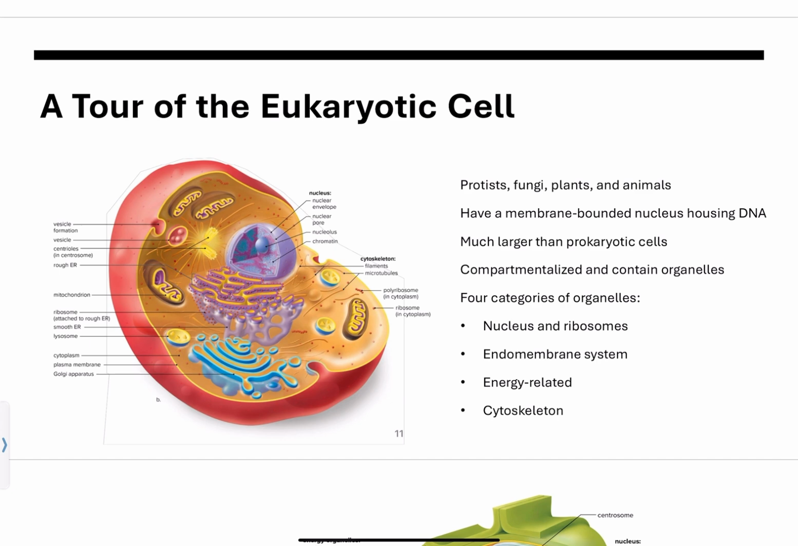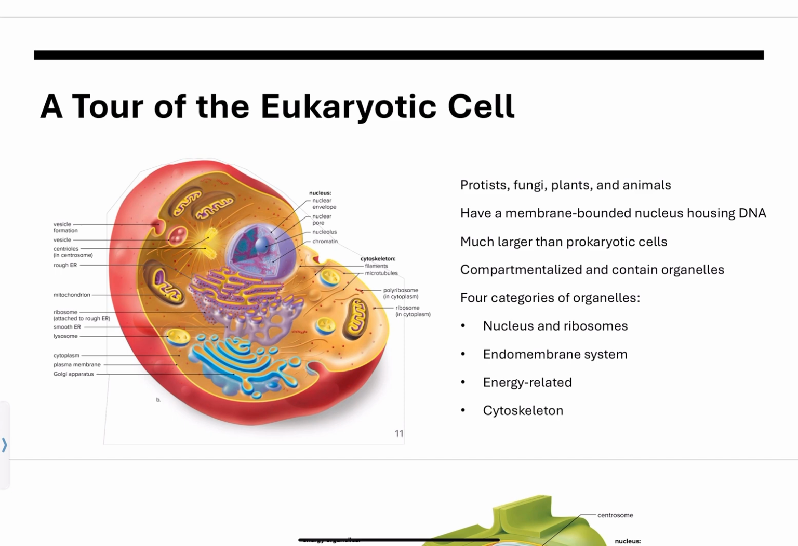And we have a bunch of different organelles. So the organelles are grouped into 4 major categories based on their function. So we have the nucleus and ribosomes. These are going to help make the proteins. We have the endomembrane system. So this is going to include our endoplasmic reticulum and our Golgi apparatus, which is going to help make and process and ship out our proteins and lipids.